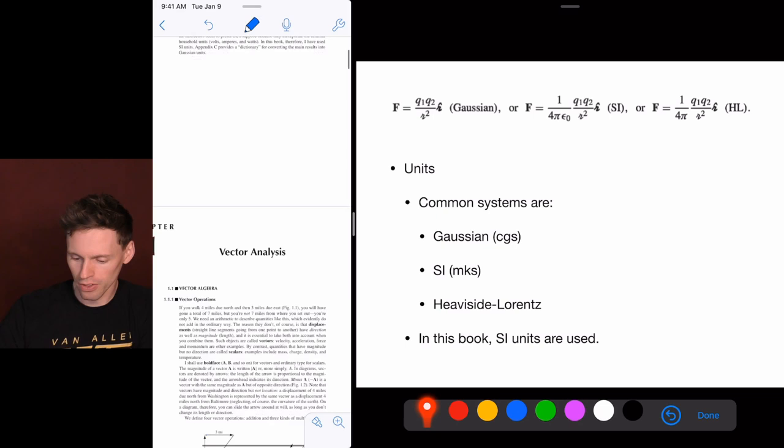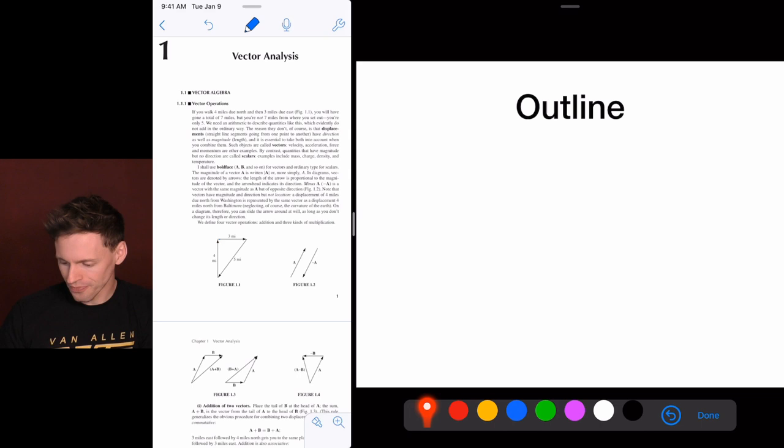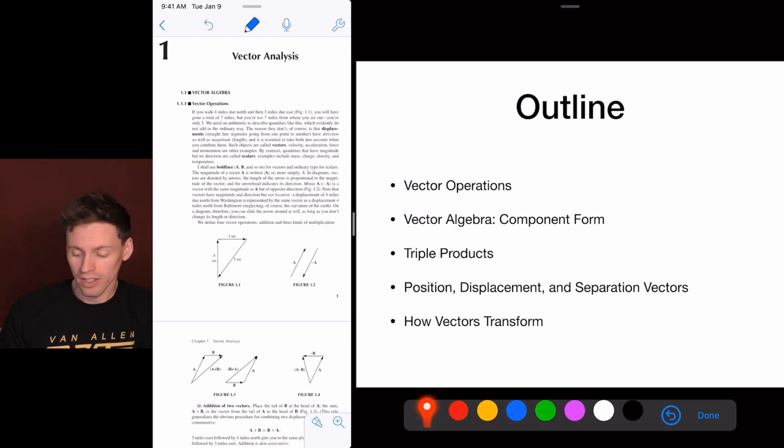Okay, next thing. Let's move on. Chapter 1, we review vectors. Vector analysis. So we'll start by reviewing vector algebra. We're going to talk about vector operations, the component form of vectors, triple products, position, displacement, and separation vectors. Actually, we're going to skip how vectors transform. It's not necessary for what we do in this class, but you might be interested in it, so feel free to read that section or study it.